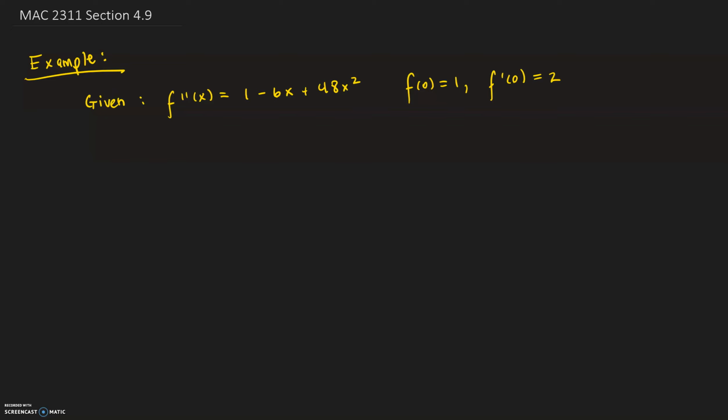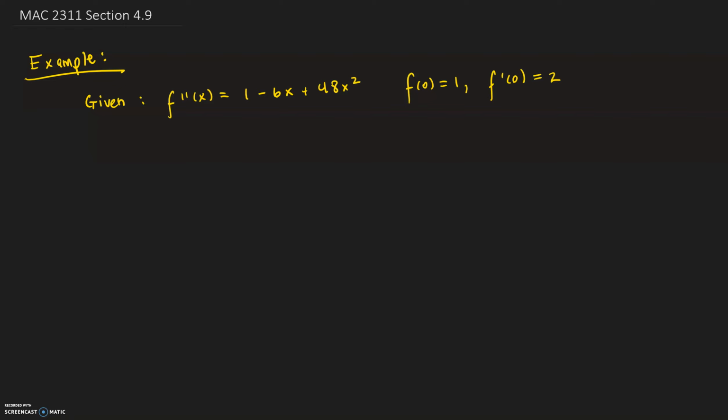Hello, let's do an example from section 4.9. So it's asking us to find f given the following. Given f double prime of x equals 1 minus 6x plus 48x squared, and also given these conditions, f of 0 equals 1 and f prime of 0 equals 2.